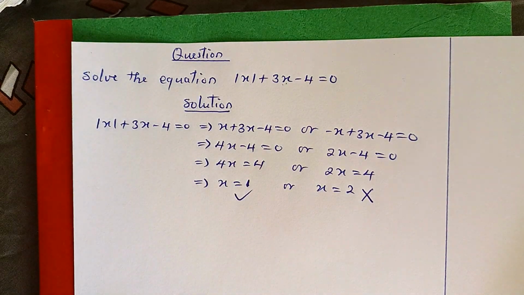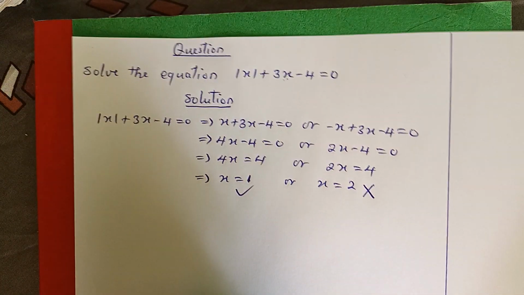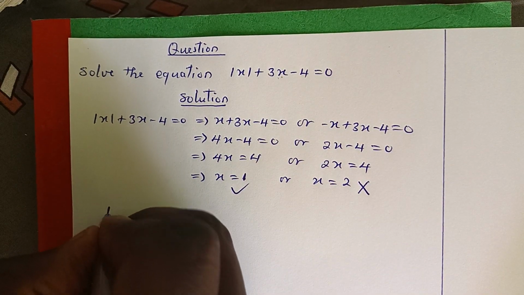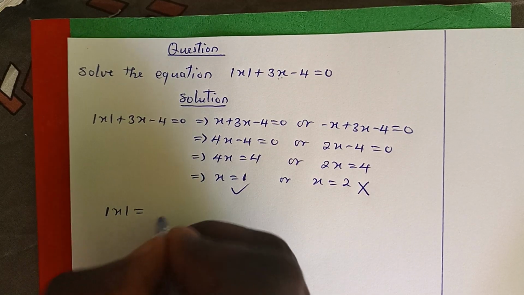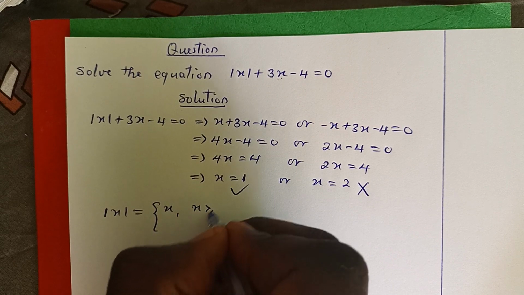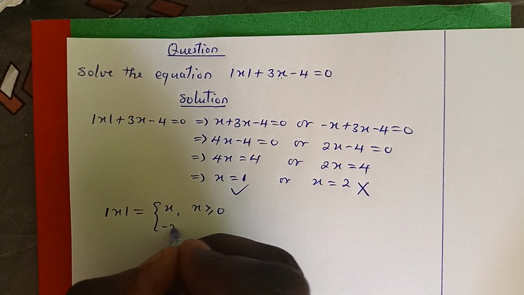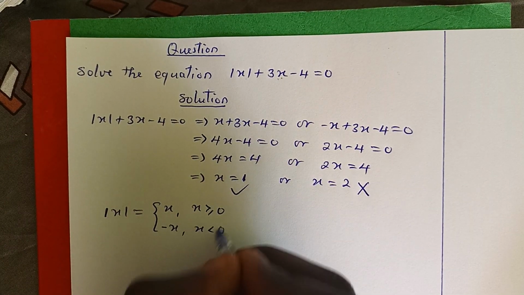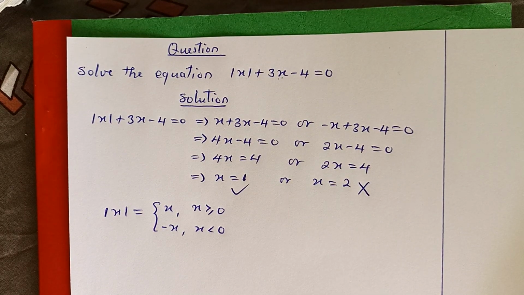So x equal to 2 is not a solution to that equation. So this approach, we don't encourage students to go by it. Actually, what we are supposed to do is this. We know the absolute value of x is defined as follows: it is x when x is greater than or equal to 0, or negative x when x is less than 0. What do we mean here?